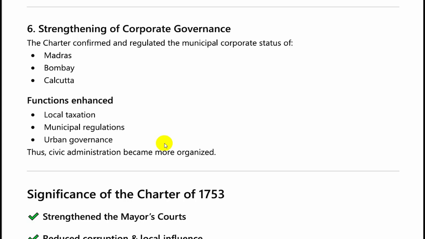Earlier we saw in 1726 that the mayor court was also given a status of corporation. That is, they could handle municipal duties in all the three presidencies of Madras, Bombay and Calcutta. So their functions were enhanced here. It's the same thing as in 1726. They could collect local taxes and introduce municipal regulations. Urban governance was there. They could manage the presidency towns. Thus, civic administration became more organized.